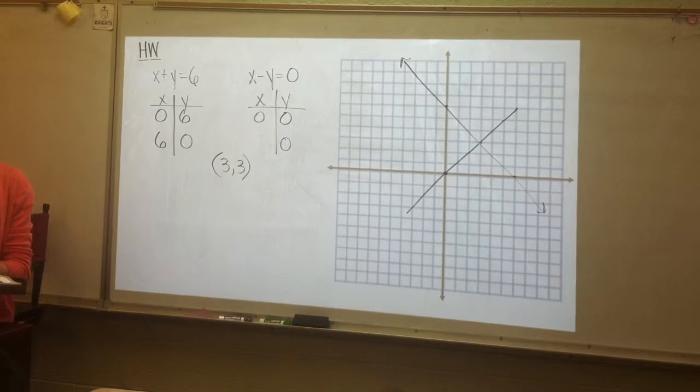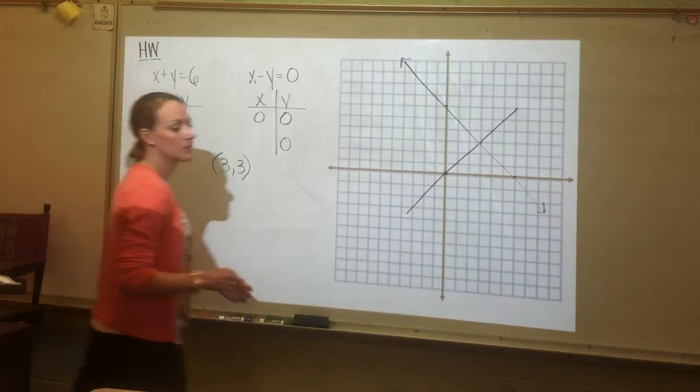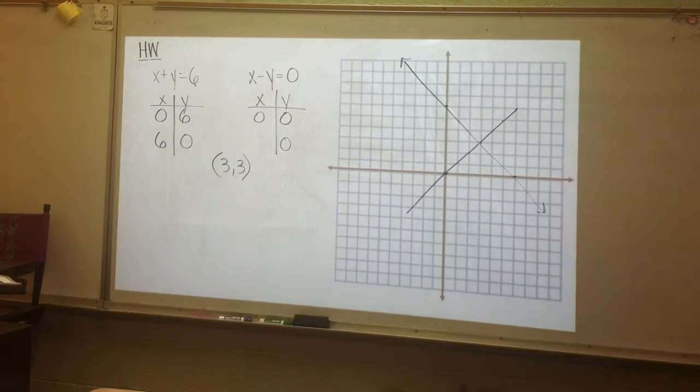You can go on to number 5. Yes, so what about their solutions, Libby? If x is 0, y would be negative 5.